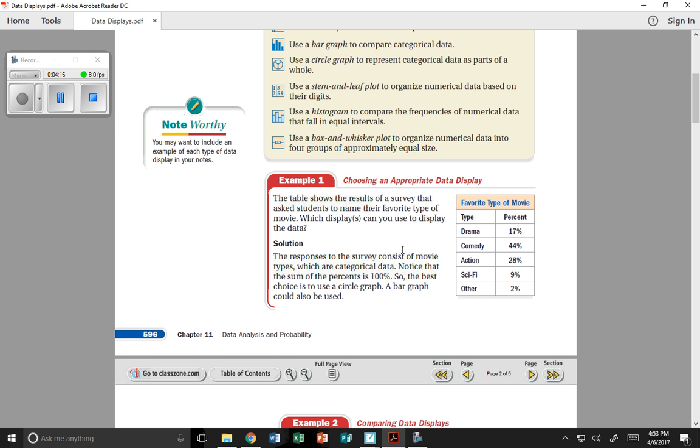And then we want to know which display you can use to display the data. So we've got our different types right here: drama, comedy, action, sci-fi, and other. And then we've got the percentages that correlate with the types.